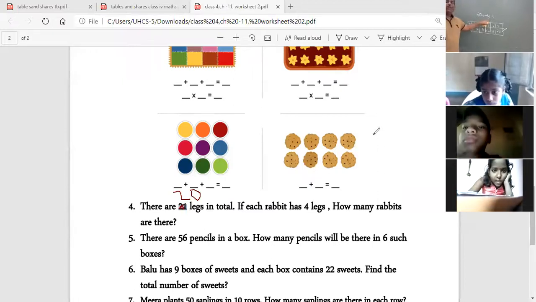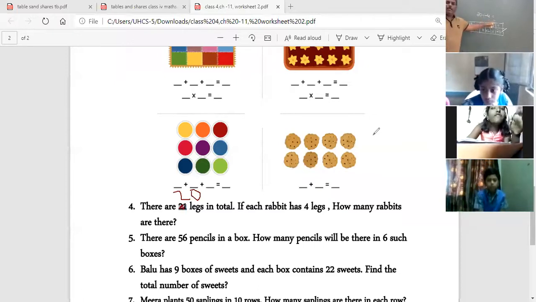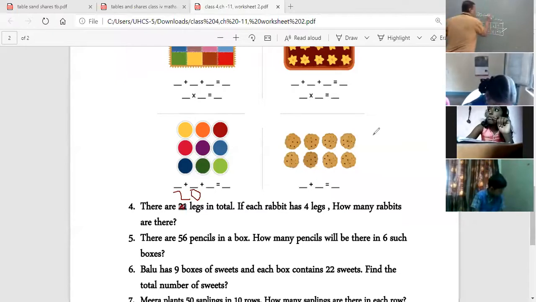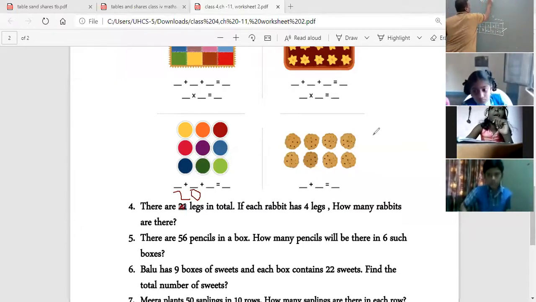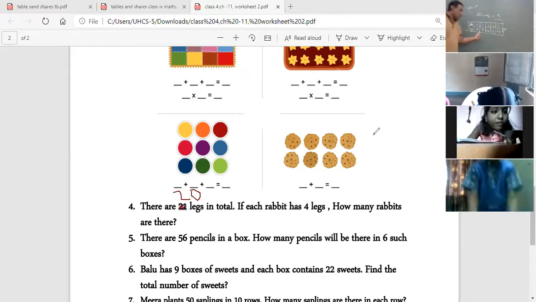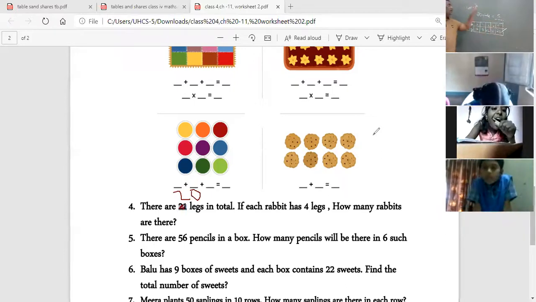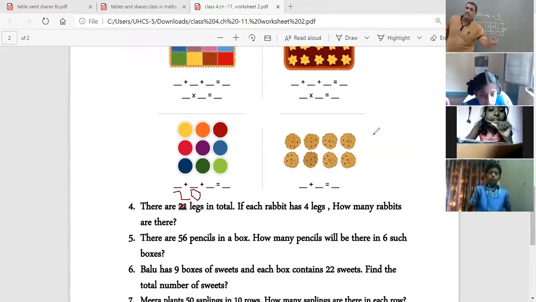Otherwise, you can go for division. 20 legs are there. Each rabbit will have 4 legs. So 20 divided by 4 will also give the answer. 20 divided by 4 means you have to think about the 4 table. In the 4 table, when you will get 20. If you are good at tables, then easily you can answer. 4 fives are 20. So the answer will be 5 rabbits. Instead of doing 1 rabbit, 2 rabbits, 3, it takes a lot of time. Division will be very easy for you. Division you can do only when you know the multiplications.